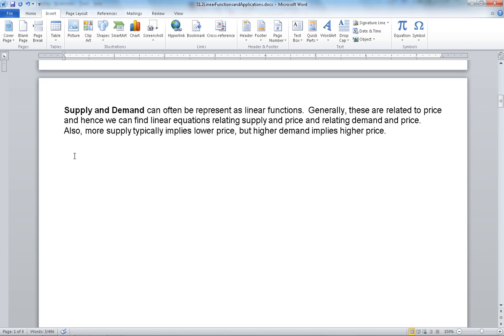Now, typically, more supply implies lower price and higher demand implies higher price and all this stuff. But you want to be careful because price ends up being plotted on the y-axis, so you have to be careful with how you read the graphs. So don't get tripped up by the notation.